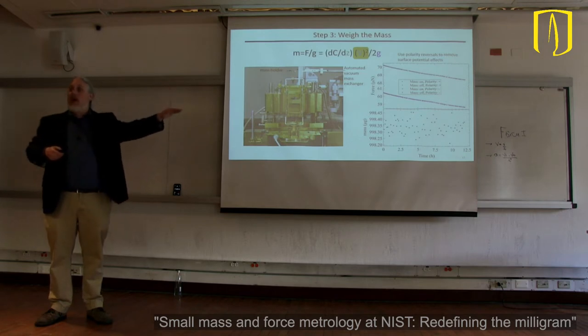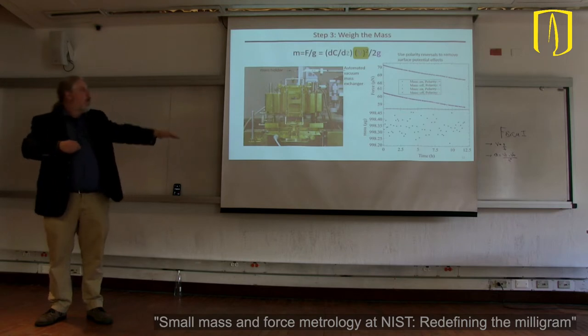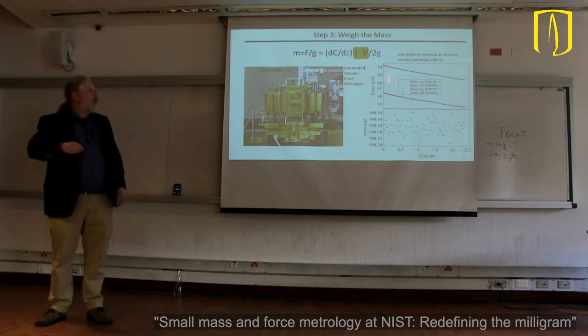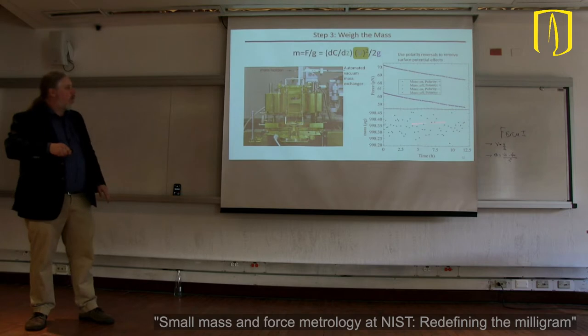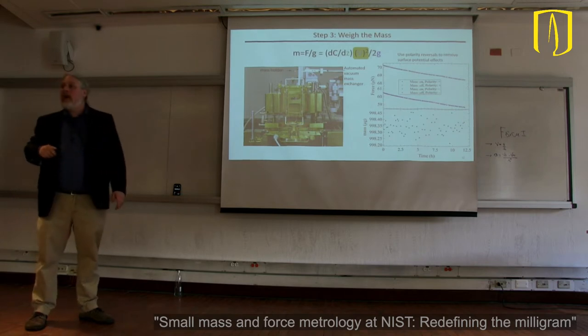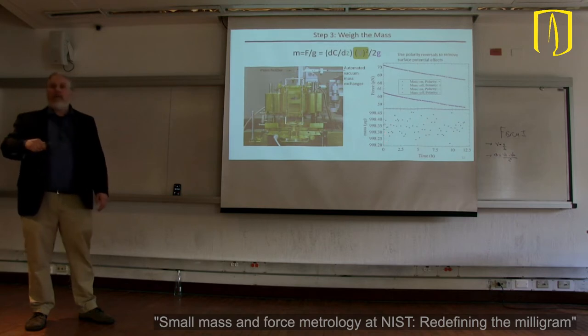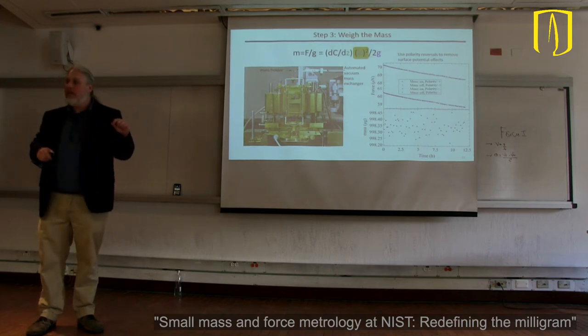Right. This is what's called a null balance. So we maintain a zero position always. Right? And what we do to do that is we change our voltage. So if we put a mass on the balance here, our voltage will decrease to hold that zero position. And then if we take the mass off, it'll go back up. And if we do this 50 times, we'll get something that looks like this. We're measuring the milligram. And so you can see we have a little less than 0.3 nanonewtons of standard deviation here in this measurement.